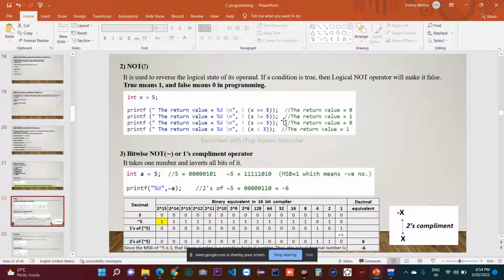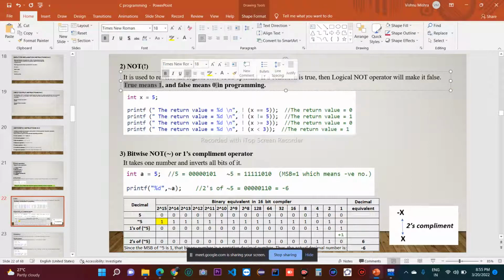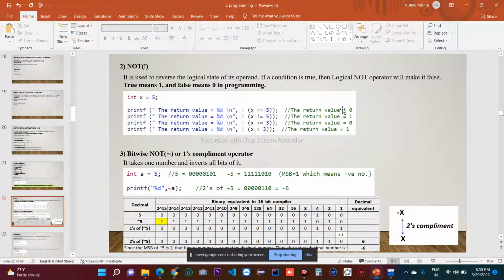Next, we have the NOT operator. What does the NOT operator do? The NOT operator reverses the logic state of its operand. In simple terms, note down one thing: in programming, 1 always means true and 0 always means false. So whenever the NOT operator encounters a statement which is true, it will print 1, and whenever it encounters a statement that is false, it will print 0.